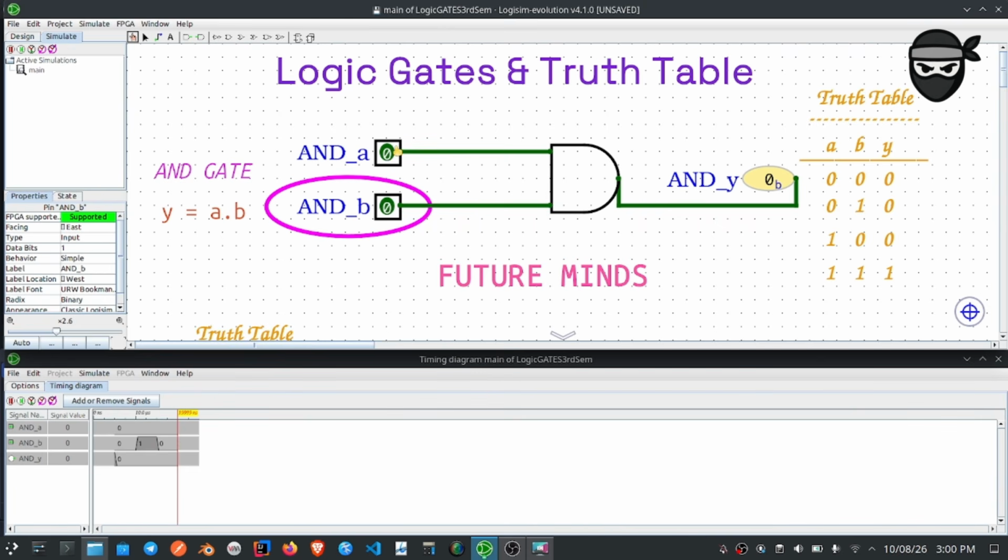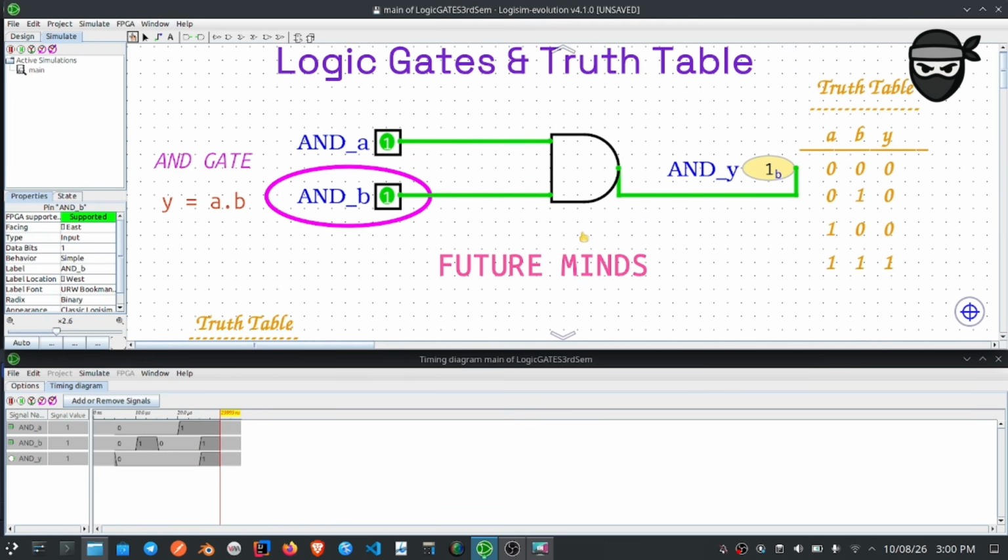For input pin B as 0 and input pin A as 1, you can again see the output still remains the same, but when we change it to high for both the pins, the output immediately changes to 1.